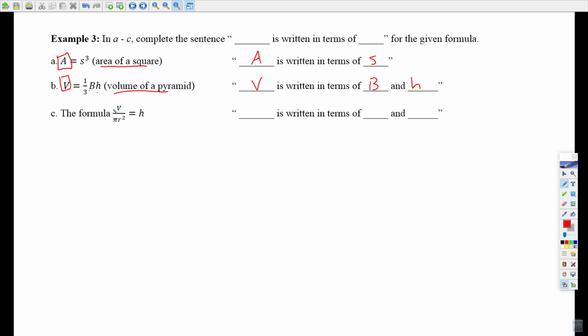And the last one, this may look familiar, just be careful how it's written. H is on the other side. So what is written in terms of what and what? We would say that h is written in terms of V and r. Whatever comes first is whatever is by itself. If h is by itself, that comes first. Up here, V was by itself, A was by itself. So you should be able to understand these directions of what you're trying to solve for if it's ever written like this.